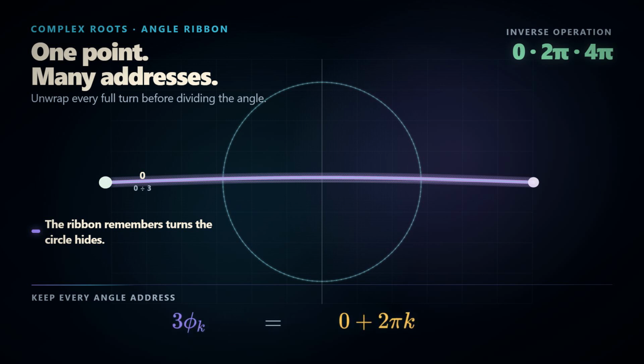Set the target 1 at angle 0 on the ribbon. Mark the same target again at 2 pi, 1 full turn later, and again at 4 pi. These are 3 angle addresses for 1 point. Continue to 6 pi, and the eventual starting direction repeats, so the first 3 addresses are enough. The ribbon preserves information, the wrapped circle hides.